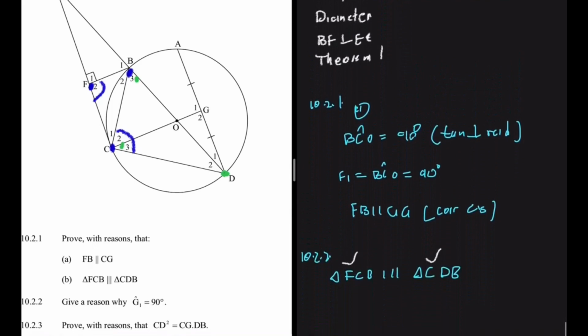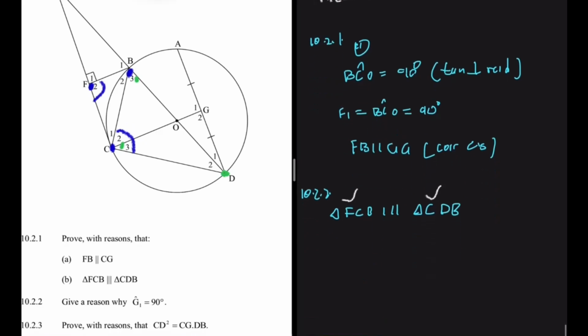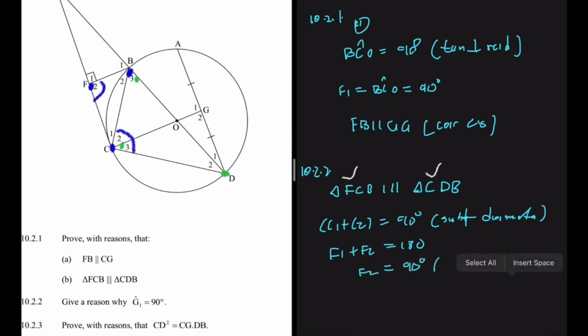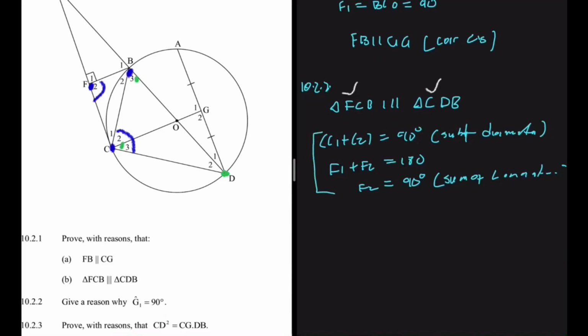We are actually going to use the diameter to deduce the size of this angle here, right? Because it's being subtended by the diameter. So we can say that angle C1 plus C2 is equal to 90 degrees because it's being subtended by the diameter. And now we need to prove that this angle here is also 90 degrees, right? How can we do that? We can say that F1 plus F2 is equal to 180, but F1 is 90 degrees, right? So F2 should be equal to 90 degrees. This is the sum of angles on a straight line. Now we've proved that those angles are equal, and we can go ahead and find another pair.